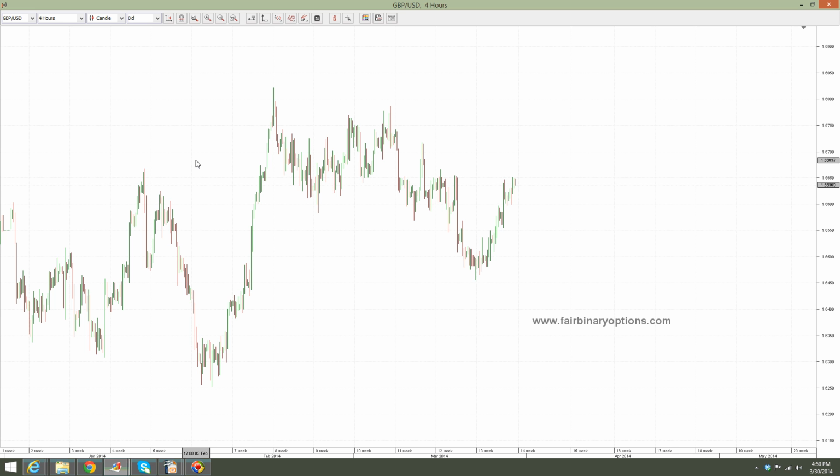This is a 4 hours chart. What I would like to point out here is that price is looking a bit bullish heading into the non-farm payrolls this week and Bank of England. I would say that more upside is about to come. Now the reason for saying that is the following situation.